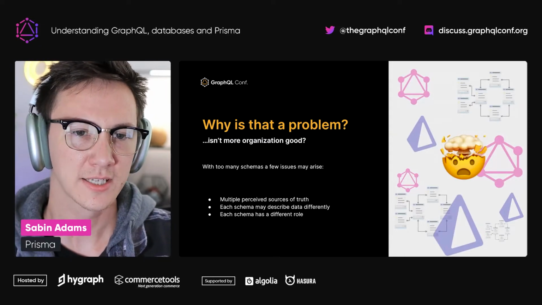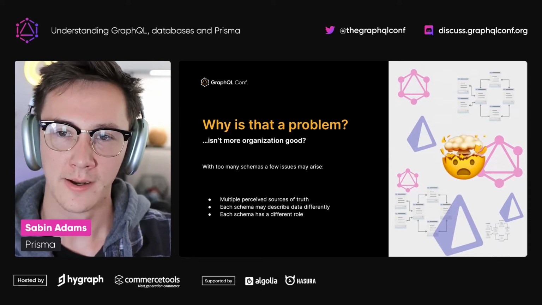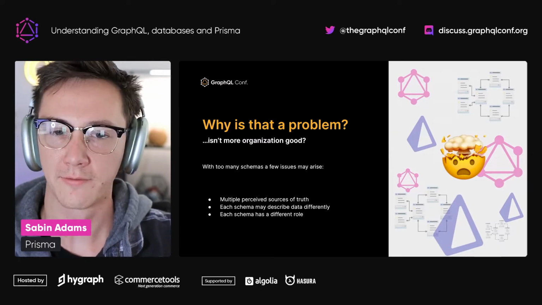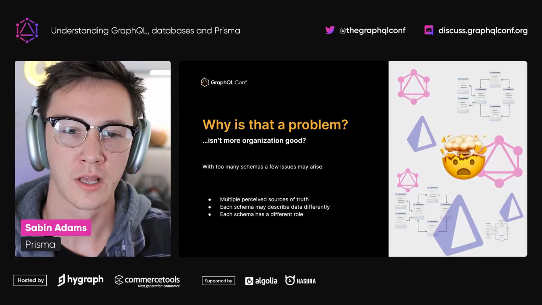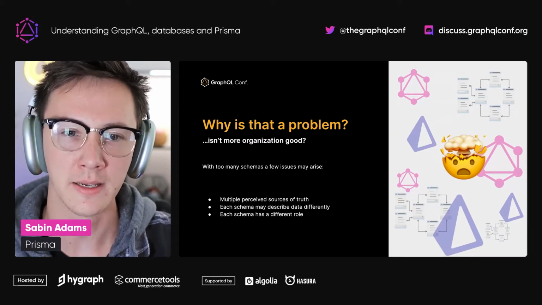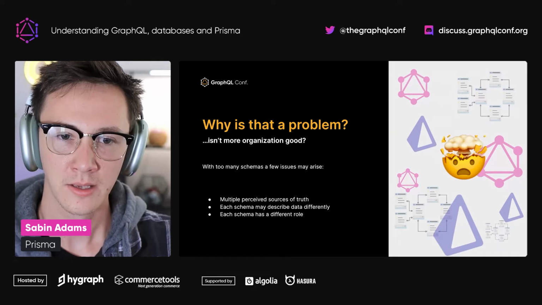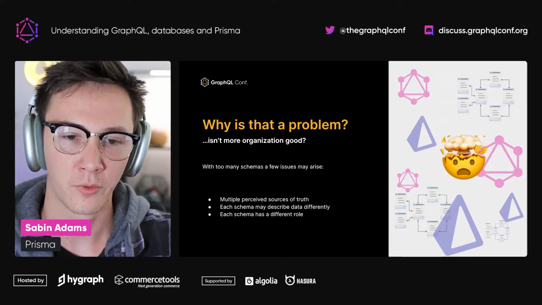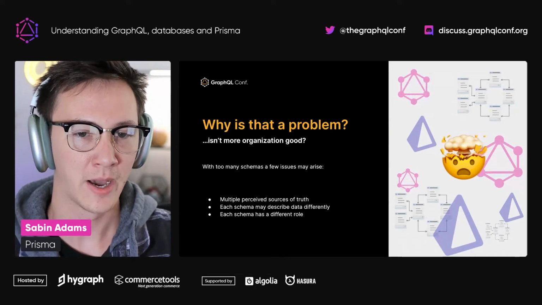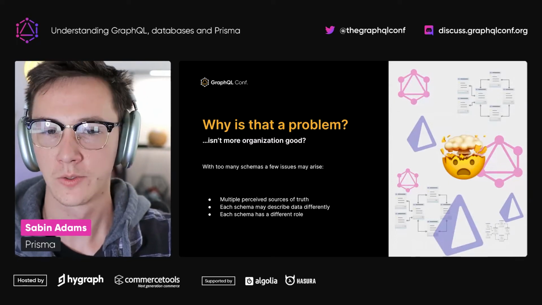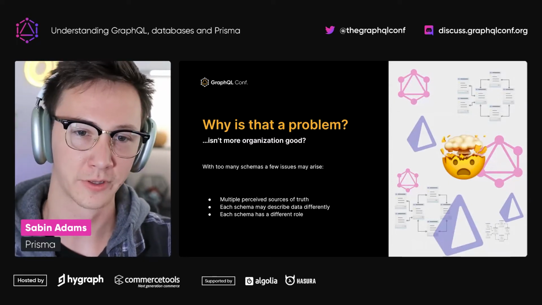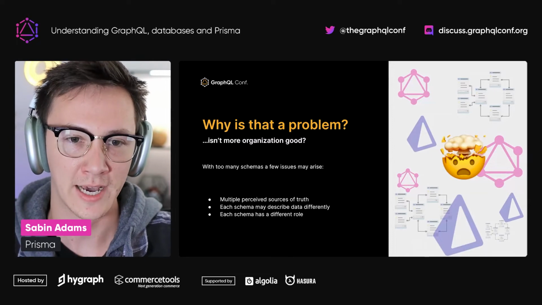And then finally, each schema has a different role. And this is the one that gets a lot of new users of GraphQL, even a lot of new users of different technologies like tRPC and things like that, is that these schemas each have a different role. They play different roles, and while they might look similar, they aren't supposed to be the same. And that's very confusing for a lot of new users. And that's what we're going to talk about next.